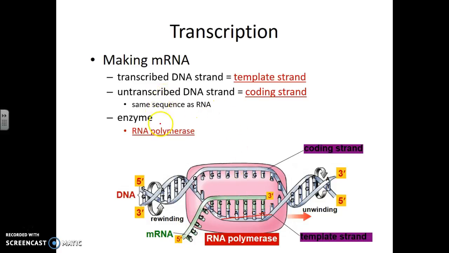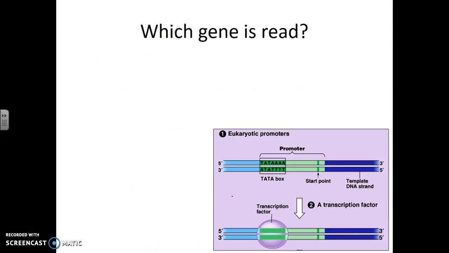The enzyme that copies the DNA into RNA is known as RNA polymerase. Similarly to replication, the DNA needs to be unwound, and RNA polymerase adds the corresponding correct mRNA bases to the DNA. It also occurs in a 5' to 3' direction, just like DNA replication.